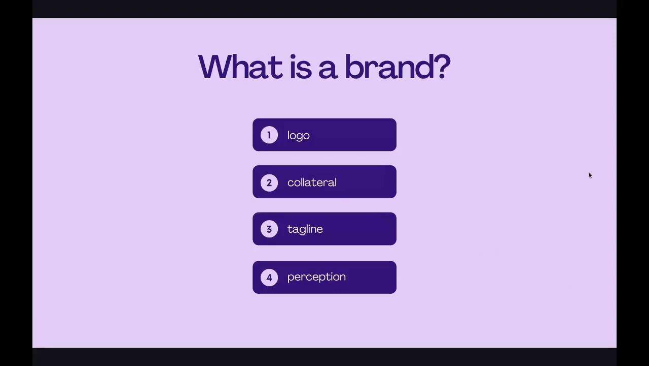All right. Some people are saying perception. Some people are saying all of the above. All right. Wow, thank you very much. I love this. All of the above. That's great. Actually, you guys are all correct. Brand is first and foremost about perception, but it also has a very visual, a very tangible aspect to it. And we're going to cover all of this in today's session.